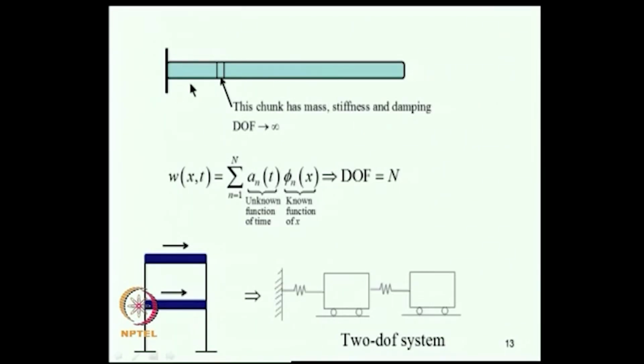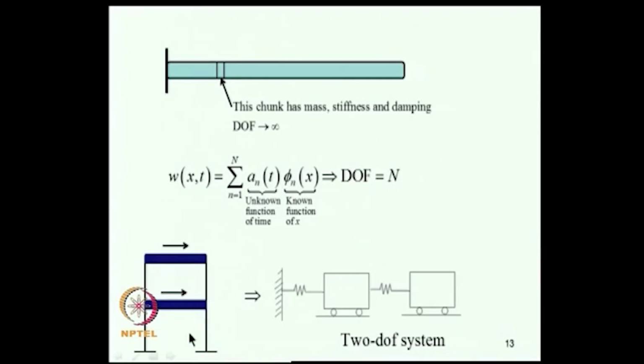Now, suppose the displacement field of this beam is represented in a series like this with capital N number of terms, written as a function of time times a function of space, and this function of space is known. Then the unknowns in this representation are A1, A2, A3, up to A capital N. So, the degree of freedom in this representation is capital N. That means this system can be approximated through this approximation as an N degree of freedom system.